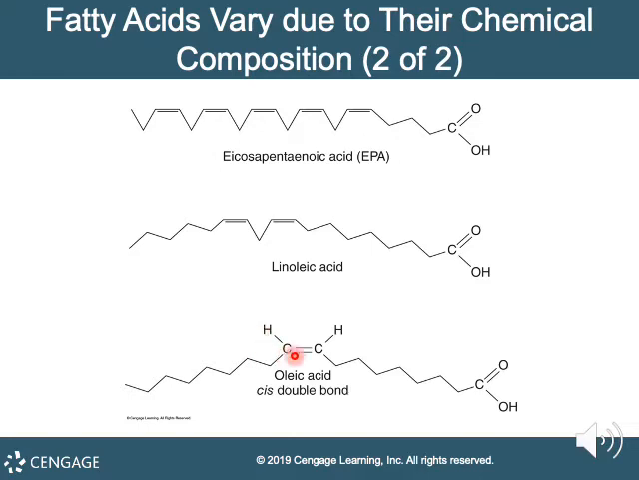And oleic acid, which is a monounsaturated fatty acid, is an omega-9 fatty acid because the double bond is 9 carbons from the end carbon. And oleic acid, as we mentioned, is found primarily in olive oil, and it's a cis and monounsaturated fatty acid.